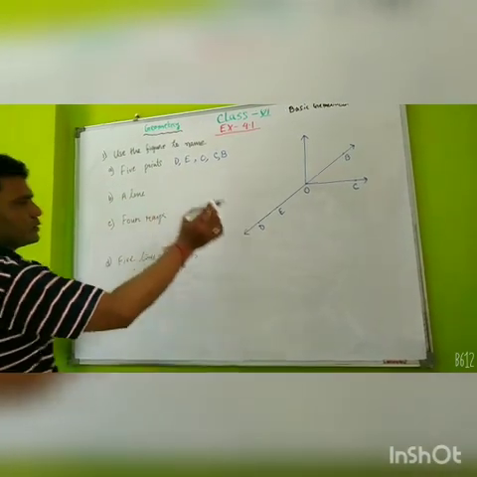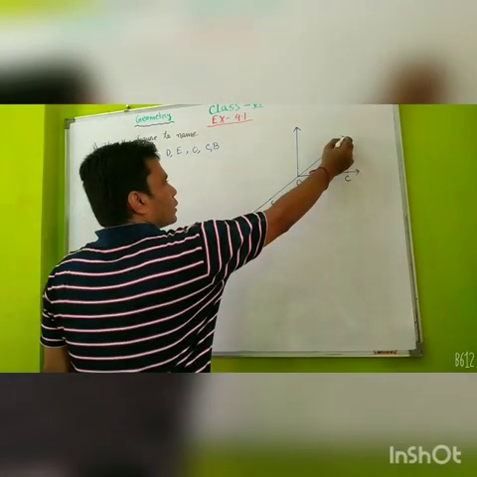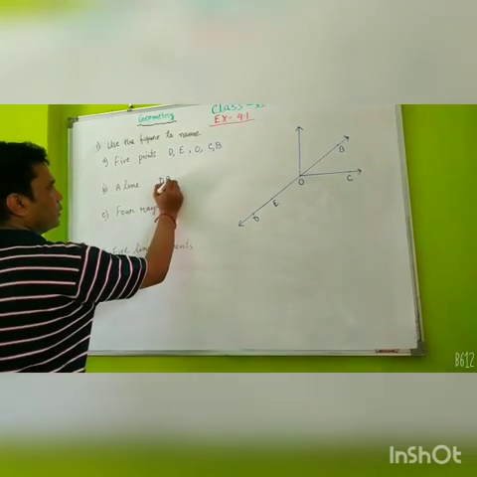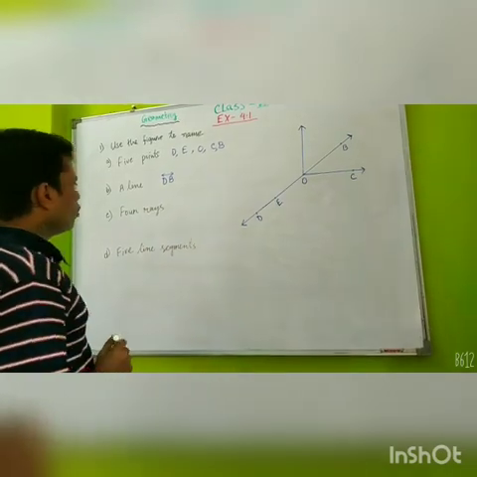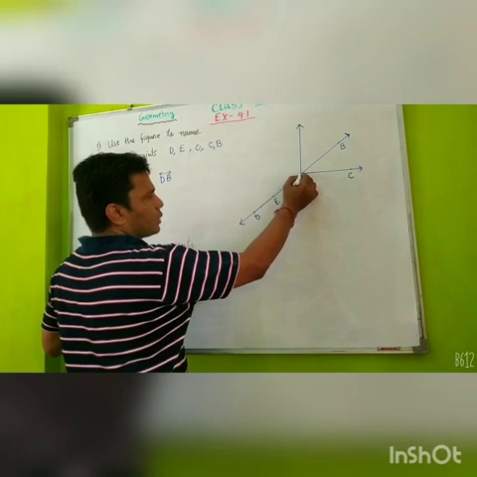Line means that it has no endpoint. This is a remark. This is a line. You can write the line as DB, and write the arrow sign here. Then 4 rays. A ray means that it has 1 endpoint.